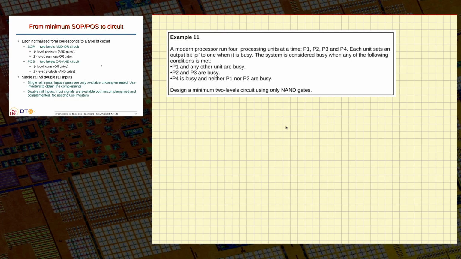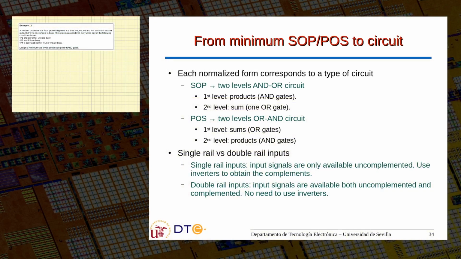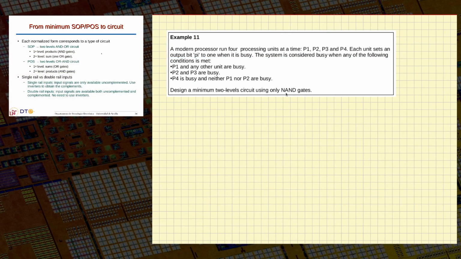Hello. In this video, we are going to solve the same example as in the previous video. So you need to see the previous video first, but with slightly different conditions. This is actually the same problem. We have our module in our modern processor that has to detect or determine when the system is busy.